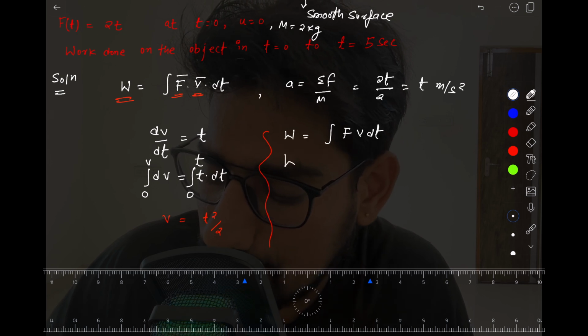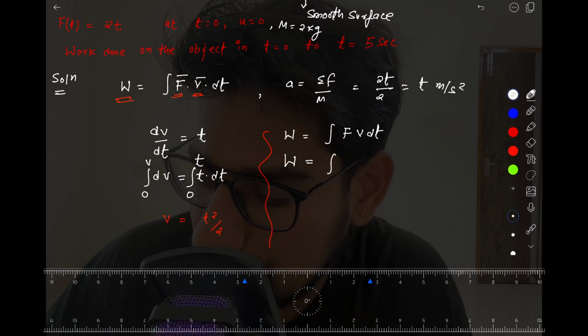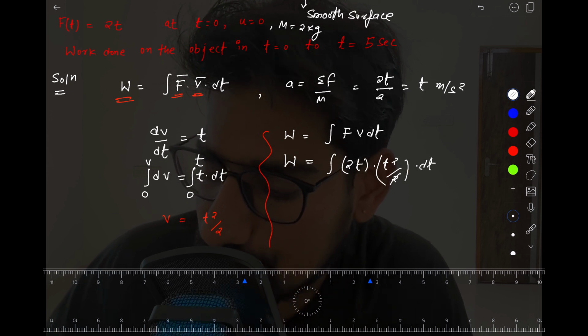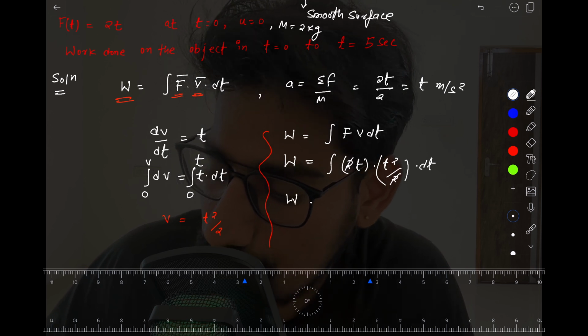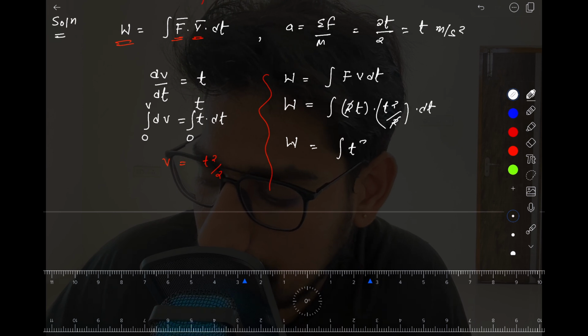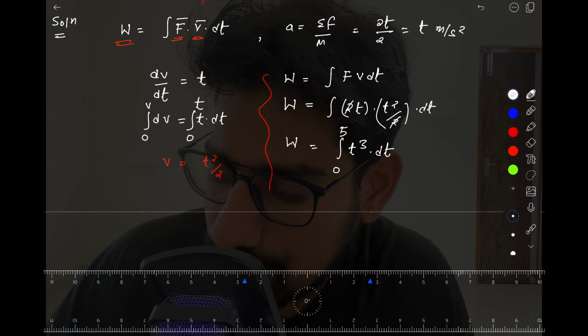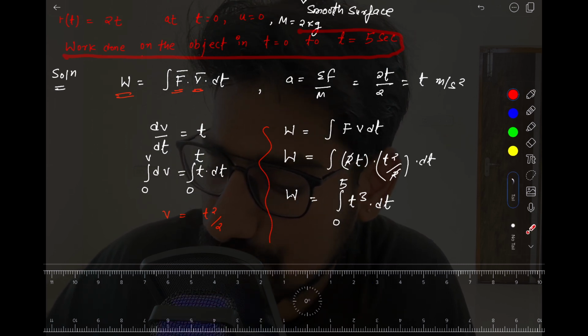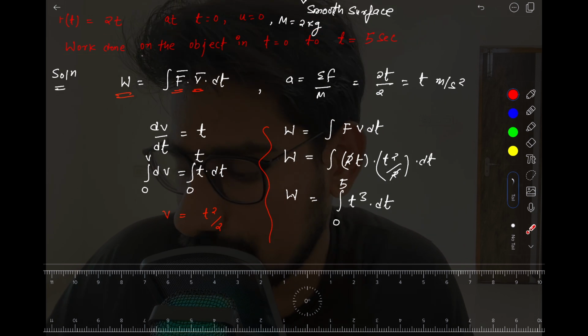So then work comes out to be the integration of F, where F is 2t, multiplied by the velocity t square divided by 2, and then there is dt. The 2 and 2 cancel out. So then work is t multiplied by t square, which is t cube, multiplied by dt, and the limit is from 0 to 5. I am taking this limit from the question: work done on the object from t equals 0 to t equals 5 seconds.